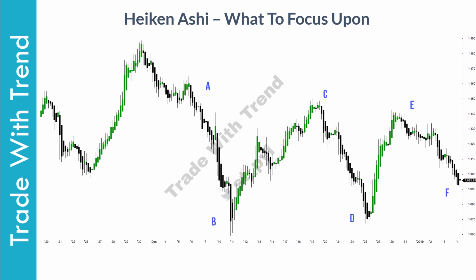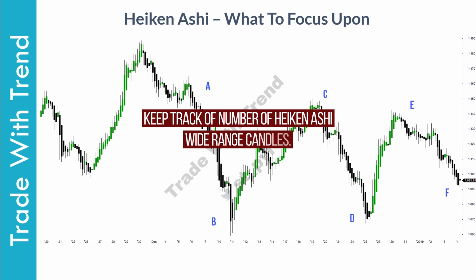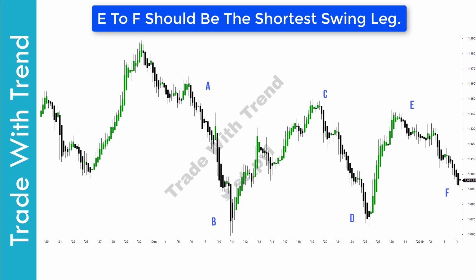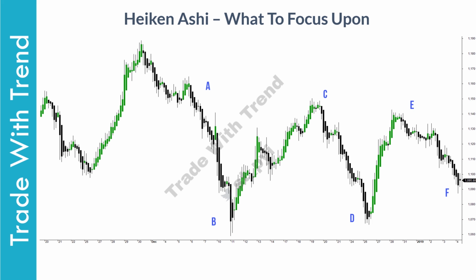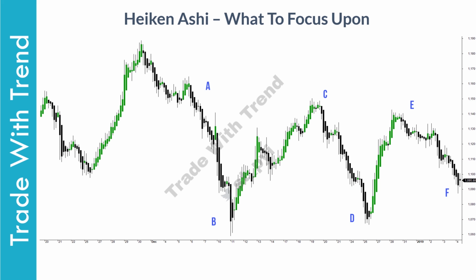The move from E to F is also the shortest when you compare it with A to B and C to D. What this clearly signifies is that as price moved lower, momentum reduced on the downside. This represents inability on the part of sellers to drive price lower. In all the charts that you analyze, irrespective of the time frame you select, this pattern of momentum exhaustion towards the end should be visible.